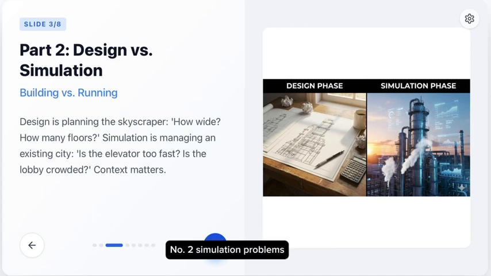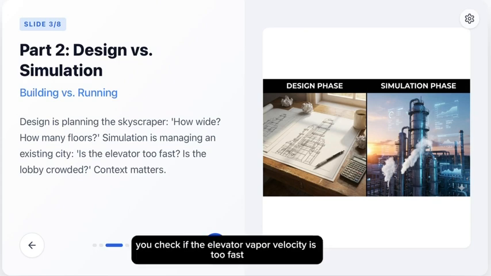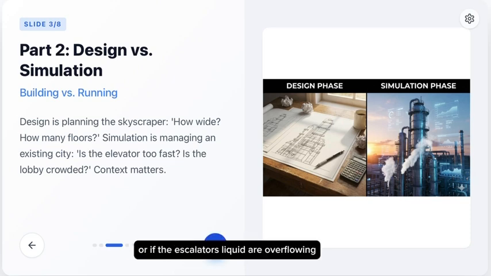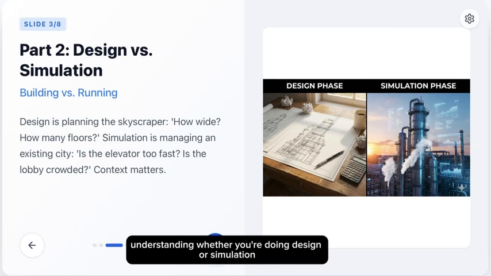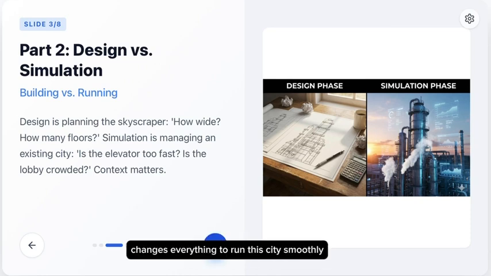Number 2. Simulation problems. Here the city already exists. The tower is already built. You're basically asking, with this number of floors and this size, how well can I separate the residents? You check if the elevator vapor velocity is too fast or if the escalators liquid are overflowing. Understanding whether you're doing design or simulation changes everything.